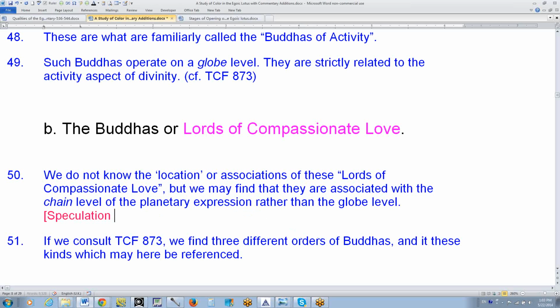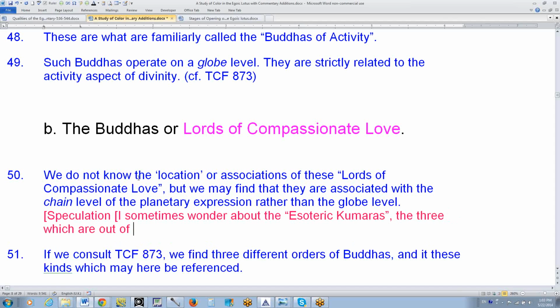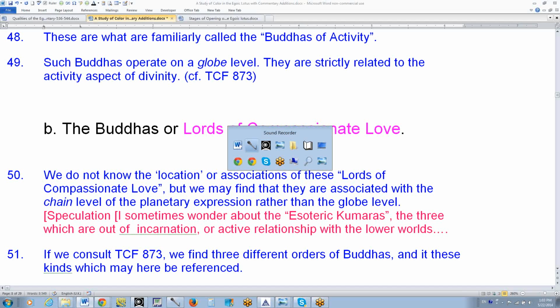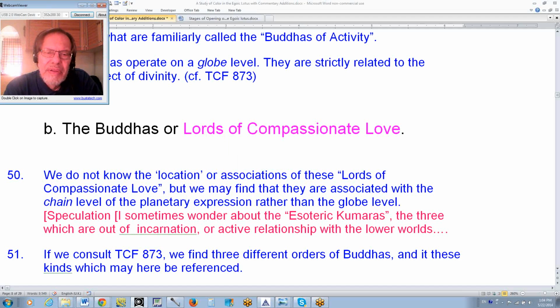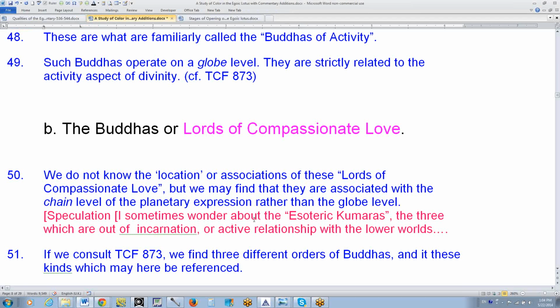Now sometimes I wonder about the, quote, esoteric Kumaras, the 3 which are out of incarnation or active relationship with the lower worlds. And I wonder if these have anything to do with it, but really, since there is rotation between these Buddhas of activity and the esoteric Kumaras, and they take each other's places, maybe they are all more on the activity aspect. But we might want to know where these Buddhas or lords of compassion locate themselves with respect to the planes.